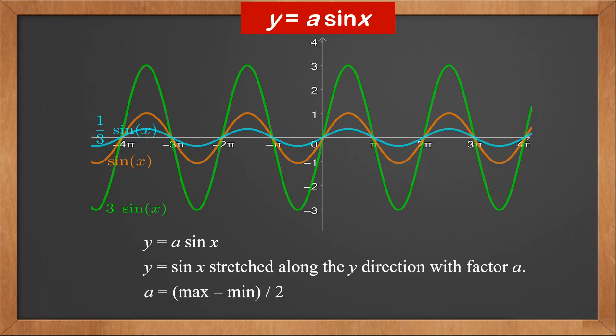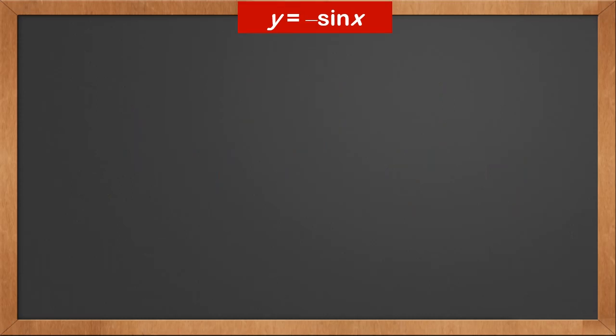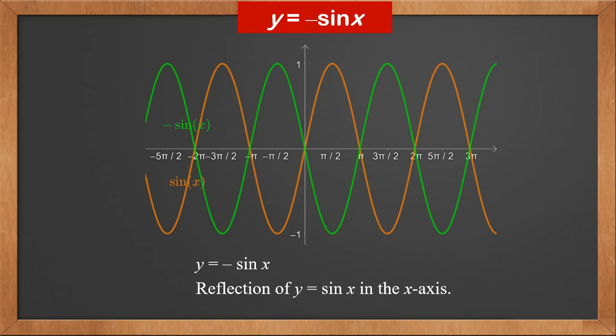Given a graph, we can find a. It is equal to (max - min) / 2. y = -sin x is a reflection of y = sin x in the x-axis. These are their graphs. Let's look at the origin in the graph.